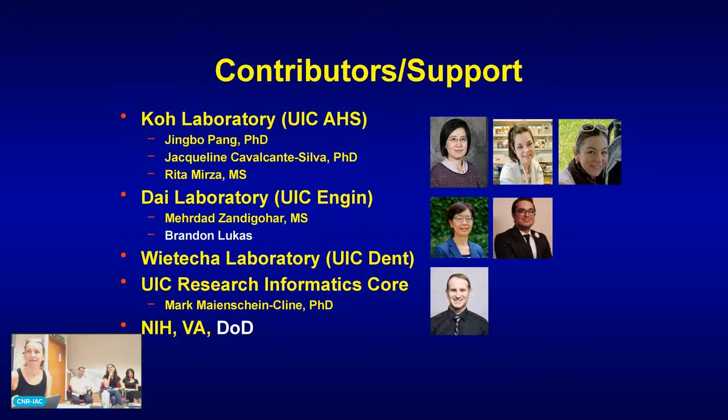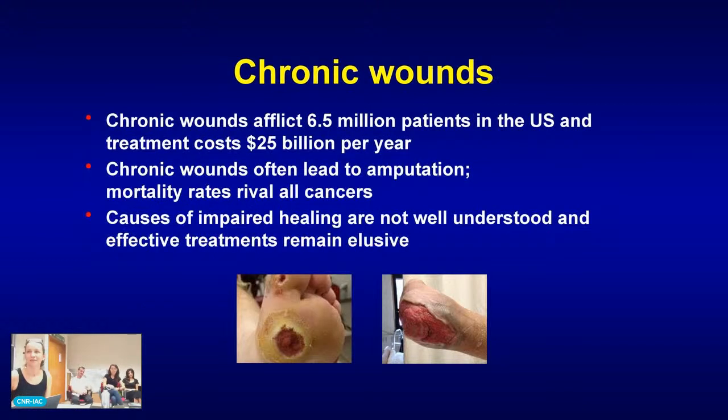There we go. Okay. So the problem we're dealing with are these chronic wounds. They afflict, at least in the US, over 6 million patients. This is a problem around the world. Anywhere where diabetes is a problem, treatment is very expensive. These wounds tend to recur. So even though you can heal the wound, it tends to come back.